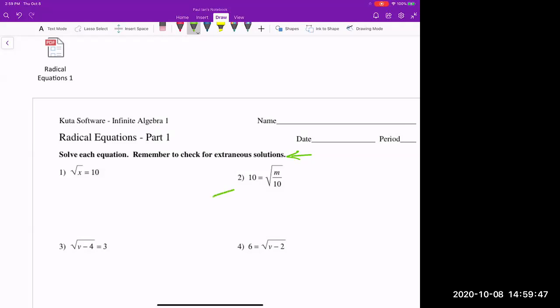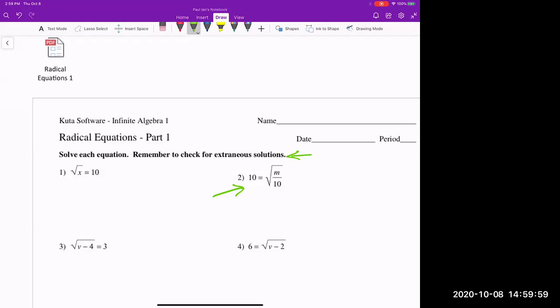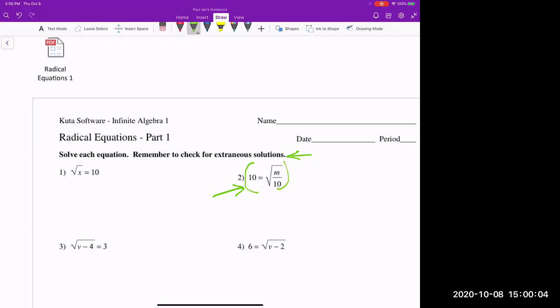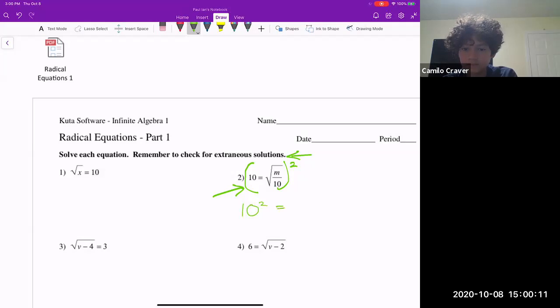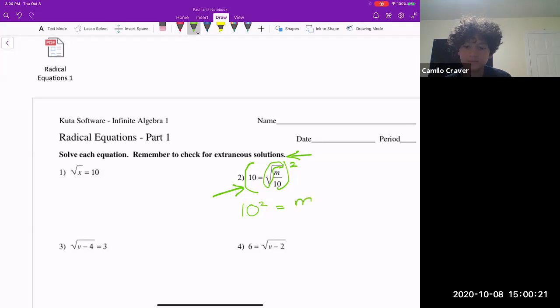Okay, let's try this guy. What do you do first? Times 2. To what, squared? Yeah. Okay, so let's square it. That's the first step. Okay, so 10 squared, right? Yeah. And then when I square the radical, what happens? It disappears? Yeah, it goes away. Okay, so like that.